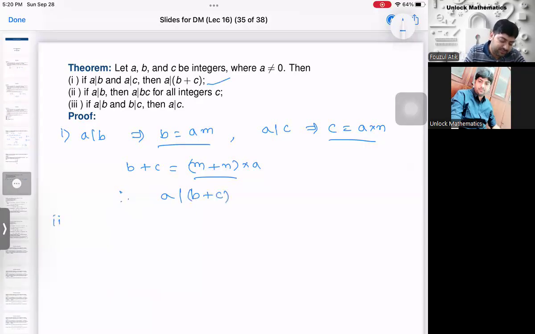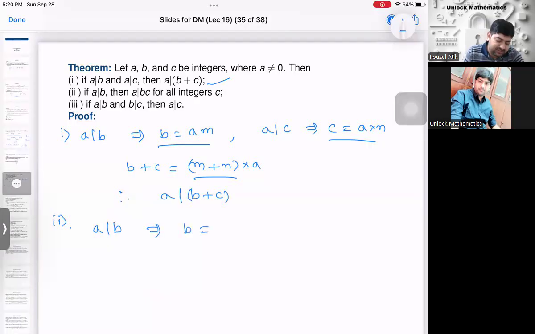What about the next one? I have a divides b, then a divides b into c for any integer c. Yes, we know 3 divides 15. Then 3 definitely divides 15 into any integer, 15 into 2, 30. Right? Very easily you can say. So I have a divides b. What can you say from this?